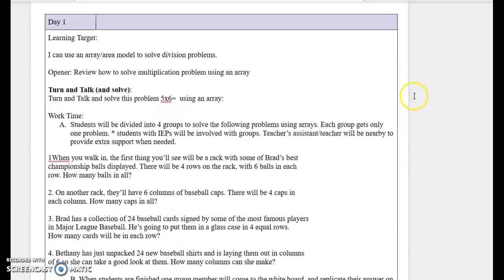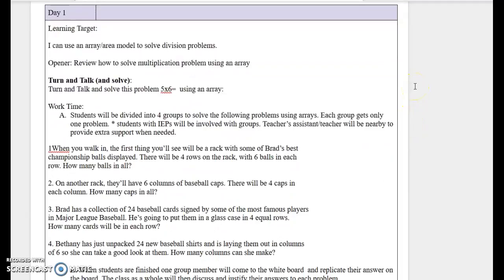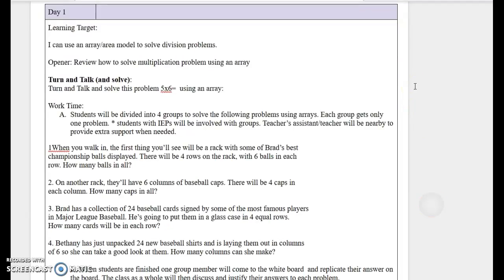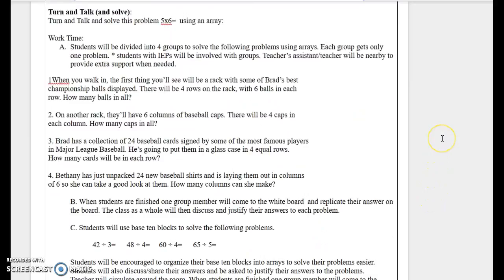So day 1, the learning target is I can use an array area model to solve division problems. At the beginning, we will solve a multiplication problem using an array, and then talk about how that relates to division. Throughout all of the other 3 modules, there's been an overlying idea of Brad and his baseball shop. First he had an online business, and now he's opening an in-house business.